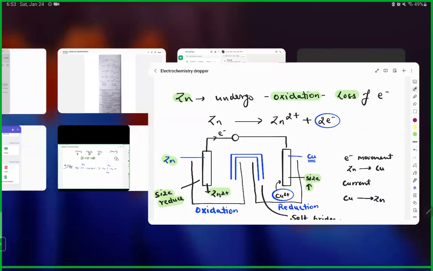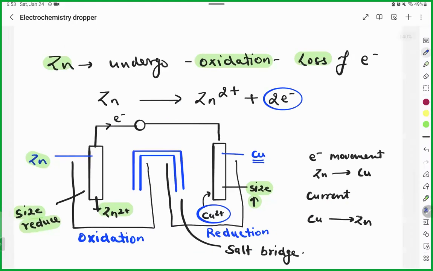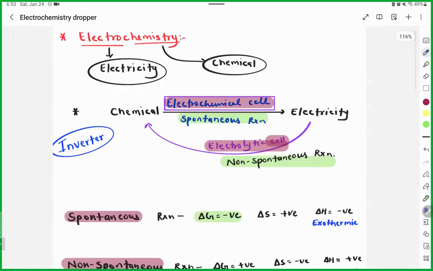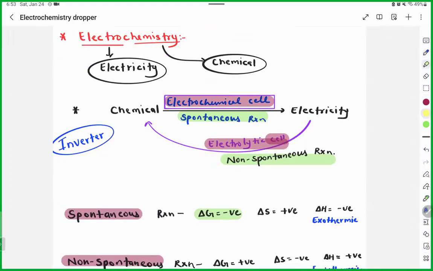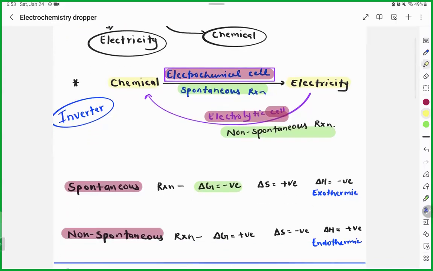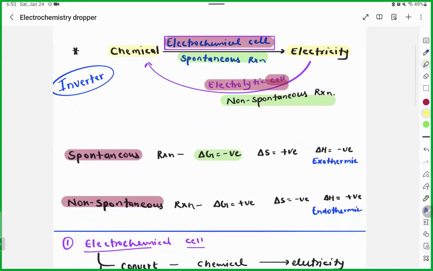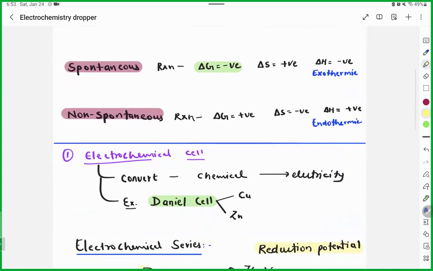So we were doing electrochemistry, where we revise that chemical form electricity. Such a device is known as an electrochemical cell, where chemical energy converts into electricity and it undergoes a spontaneous reaction. Second, when electricity produces chemical change, this is an electrolytic cell and it undergoes a non-spontaneous reaction.